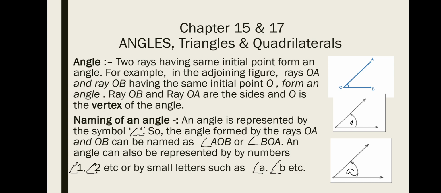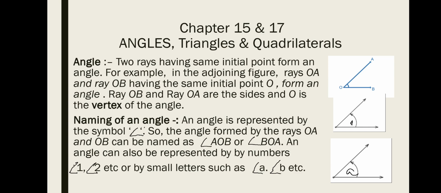Now let us first start with angle. Two rays having the same initial point form an angle. For example, in the adjoining figure, you can see ray OA and ray OB having the same initial point O form an angle. Ray OB and ray OA are the sides, and O is the vertex of the angle. You can see this picture.